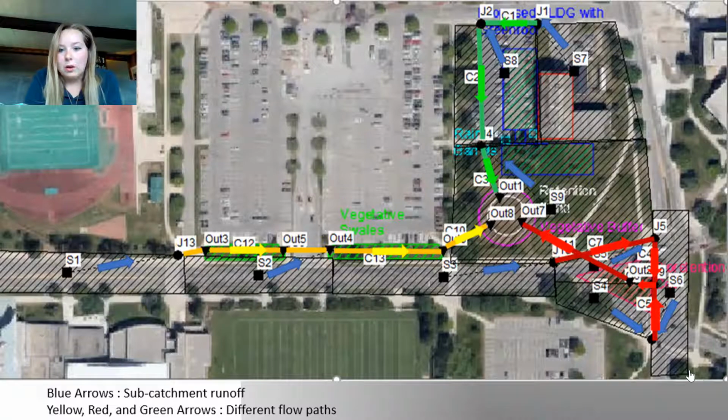Each of these 3 flow paths and the subcatchments in each one have their own low-impact designs incorporated. The yellow flow path has the vegetative swales incorporated into it, and then the red path has the bioretention cells. And the site development, of course, has the green roof and the vegetative swales.